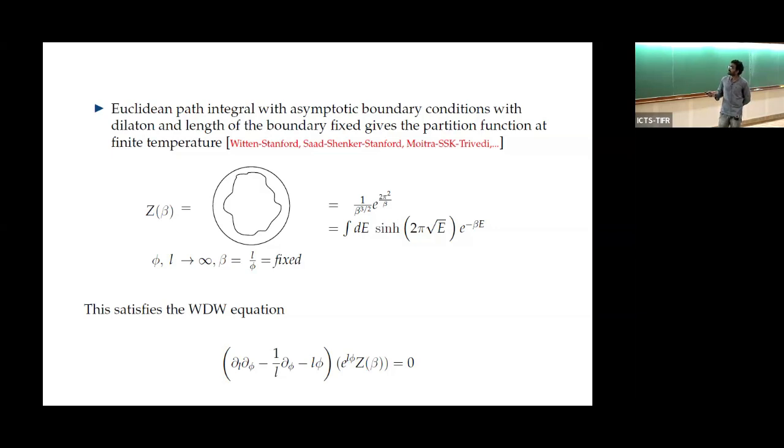And the answer looks something like this, where there is an on-shell piece which is coming from the Schwarzian action, and there is a one-loop determinant around the Schwarzian action, which is this 1 over beta to the 3/2. One can write a spectral decomposition of this answer, which shows that the density of states is some sine hyperbolic function. One can also see that this partition function, which has been computed by adding an additional counterterm to the usual JT gravity action, satisfies a Wheeler-DeWitt equation in terms of this L and phi variables.